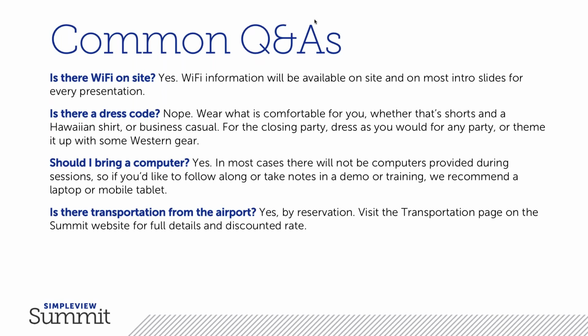So here's some common questions that we've got answers for right away. Is there Wi-Fi on site? Yes, we'll have Wi-Fi available, and information about how to access it will be there when everyone arrives. There is no dress code. Wear whatever is comfortable for you. Business casual is fine. For the closing party, dress as you would for any party. We've got kind of a Western theme going on, so if you want to dress up, you can. But otherwise, just dress in whatever is comfortable for you.